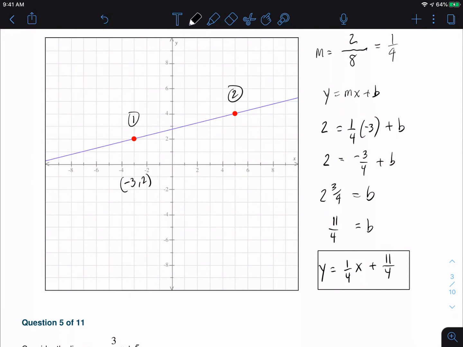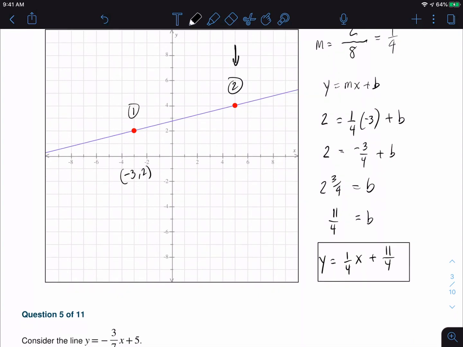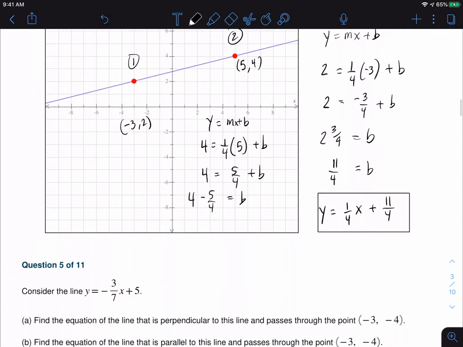What was that? Do you want me to use number 2 and show you that it ends up with the same answer? Just so you guys can see it. So again, this point here is (5, 4). When I do it, I'm going to go y is equal to mx plus b. So my y is 4. My slope was 1/4. My x is 5. And then I've got to solve for my b. So what I'm going to get is 4 is equal to 5/4 plus b. So then I'm going to have 4 minus 5/4 is equal to b. But 5/4 is the same as 1 1/4. So that's going to give me 2 3/4, which is my b.